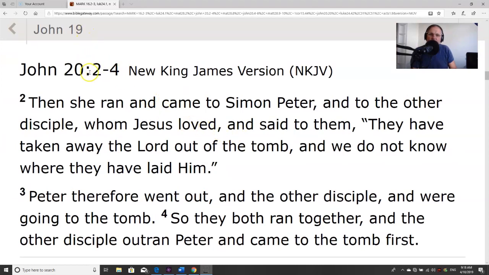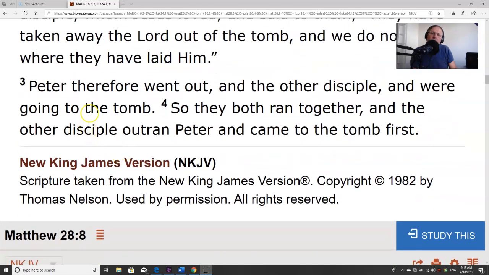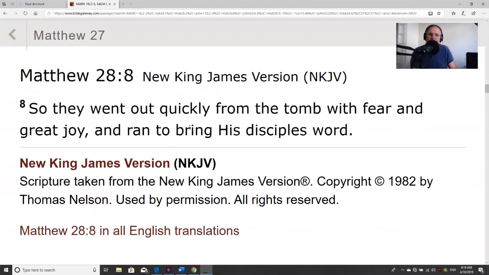In John 20:2-4, this is quite exciting, isn't it? They ran and came to Simon Peter and to the other disciple who loved Jesus, which was John, and said to them, "They have taken the Lord out of the tomb, and we do not know where they have laid him." Peter therefore went out, and the other disciple, and were going to the tomb. So they both ran together, and the other disciple outran Peter and came to the tomb first.